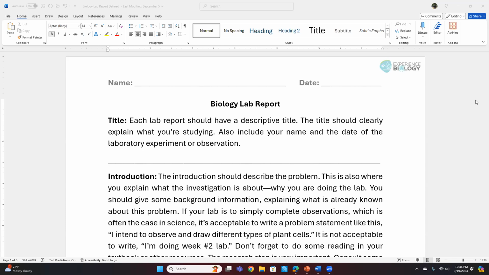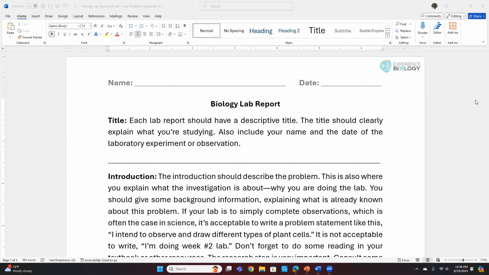Our lab consisted of observing plant cells and animal cells, human cells, through the microscope. We actually took a look at the human cheek cells. So let's talk about how you can successfully complete your lab report.